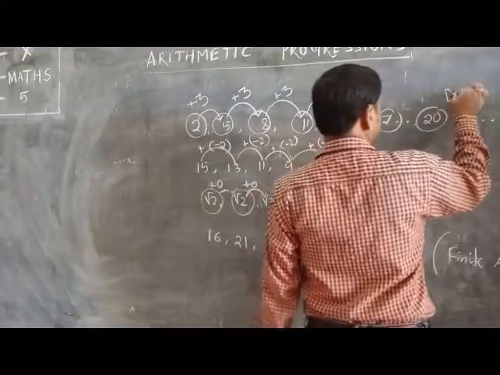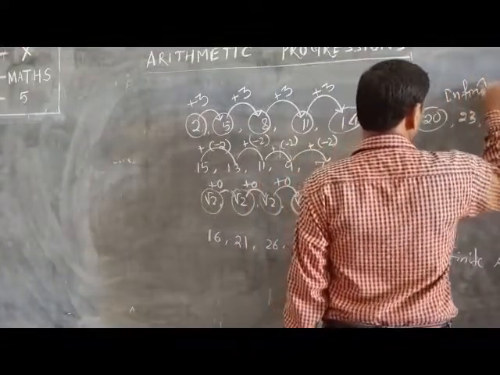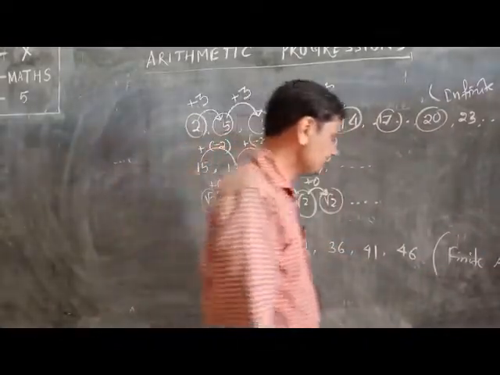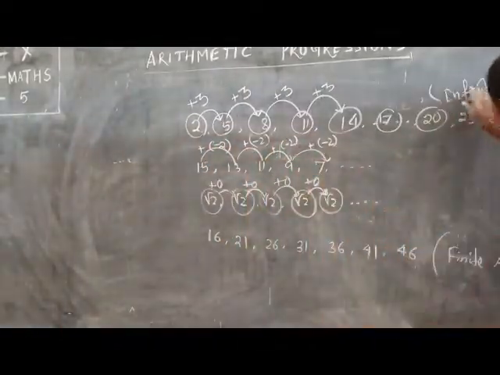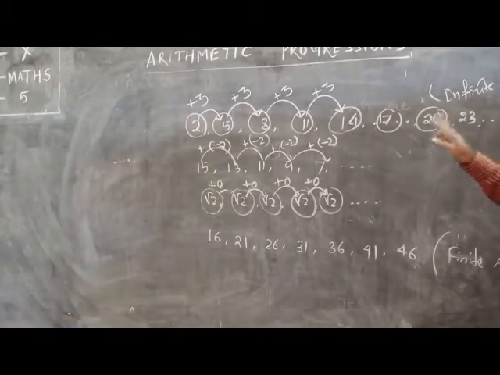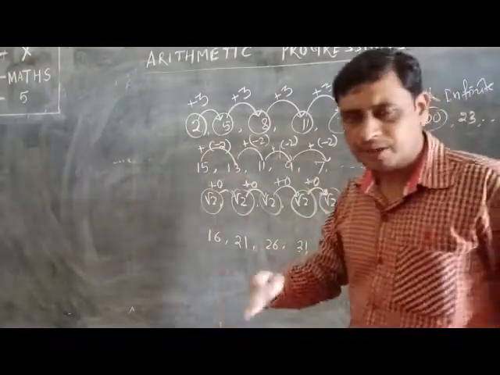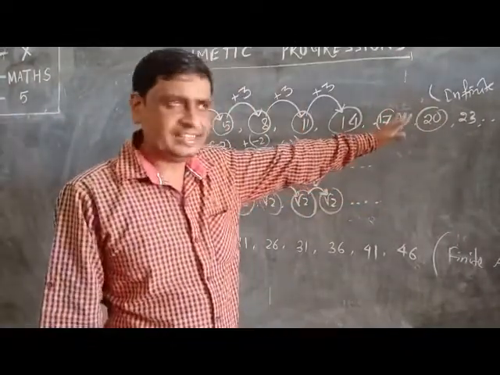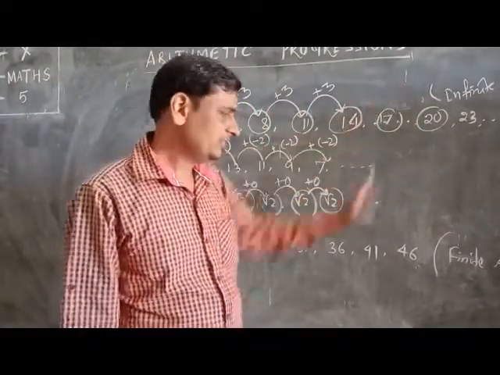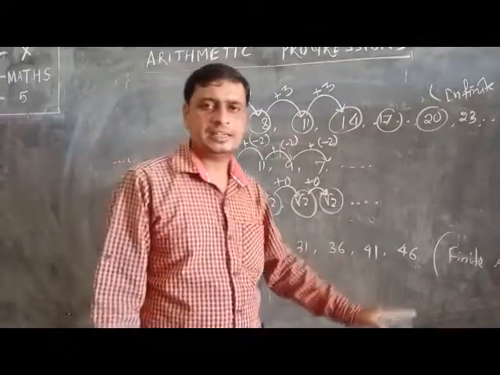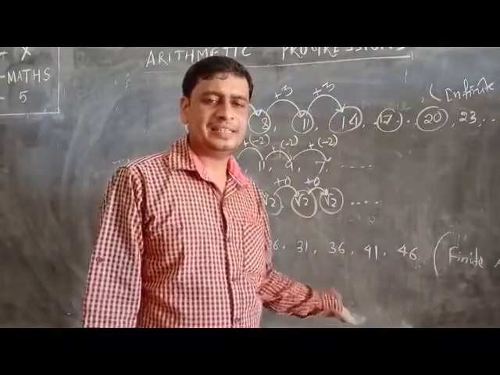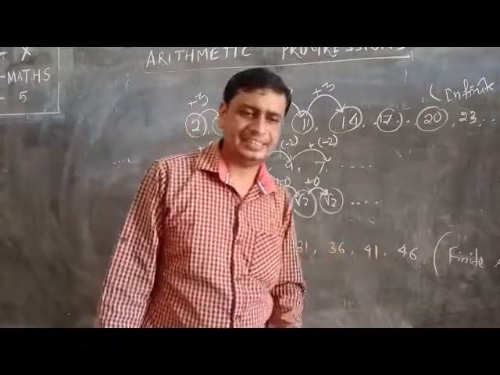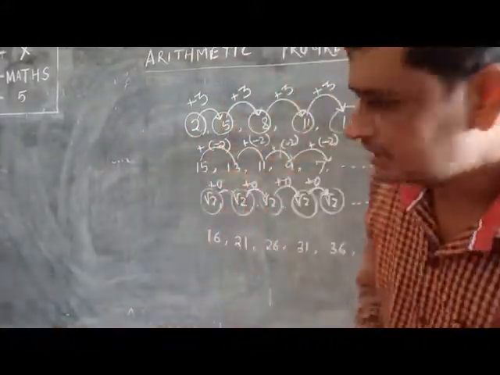This one is called infinite AP. It is finite AP and it is infinite AP. When the terms present in an AP are infinite, the AP is said to be infinite. When the terms are limited, when there is a fixed number of terms in the AP, that is called a finite AP.